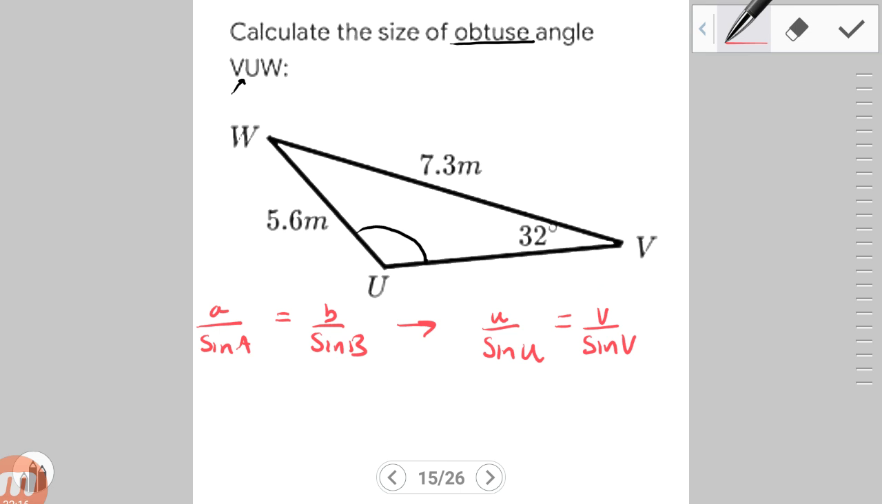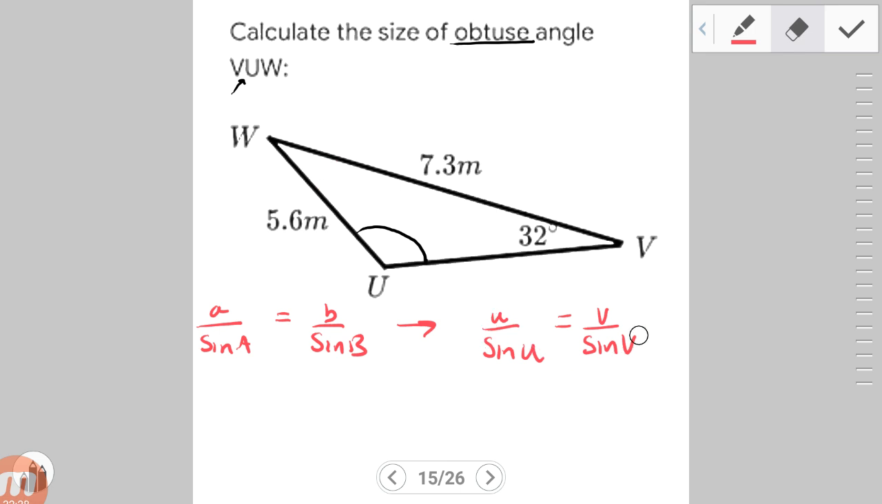Or it wouldn't be V, pardon me. Yes, it would be V. That's correct. All right. So you can see here that I am not provided with the angle W, nor am I provided with the side facing angle W. So I know that W would not be a part of my comparison.